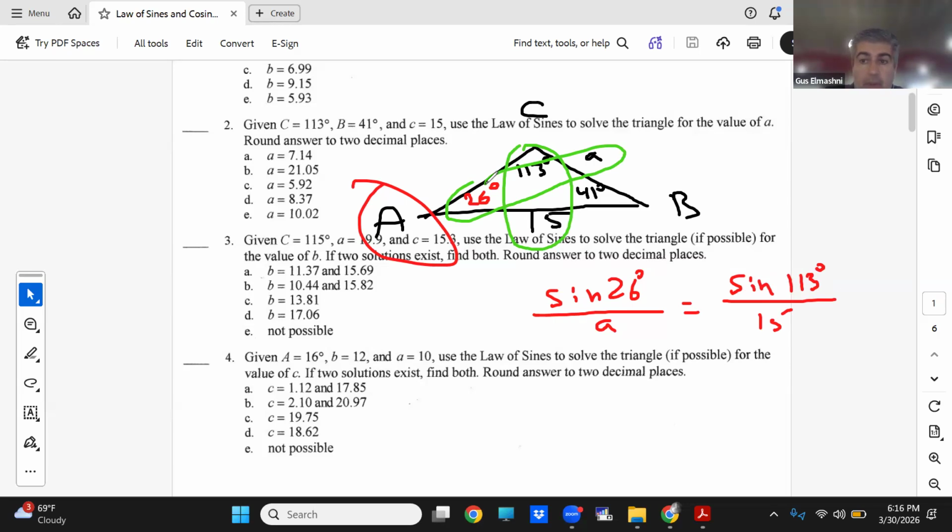Do you want to work it out? Do you have a calculator with you? You can use your cell phone or Desmos. Let me grab it. Yeah, either way is fine. All right, I have it.